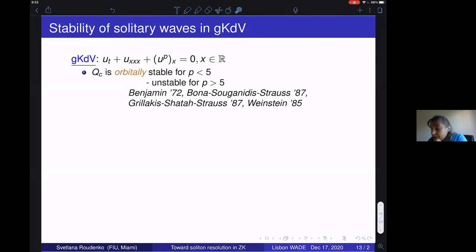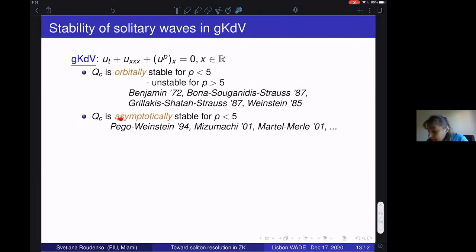And to talk about the stability, I'll go back to the KdV equation, or generalized KdV equation, where the orbital stability was obtained for p less than 5. Remember, this is the L2 subcritical case. That's where the criticality index s comes into place: stable for p less than 5, and unstable for p greater than 5. That goes back to the original question and work of Benjamin in '72, but then really it was Bona, Souganidis, Strauss, and the extension of Grillakis, Shatah, Strauss '87, and Weinstein in '85.